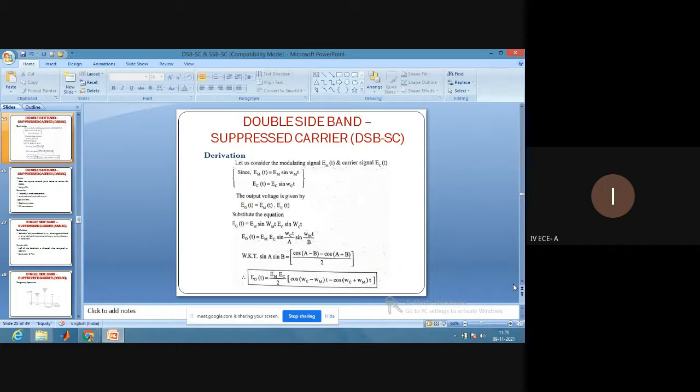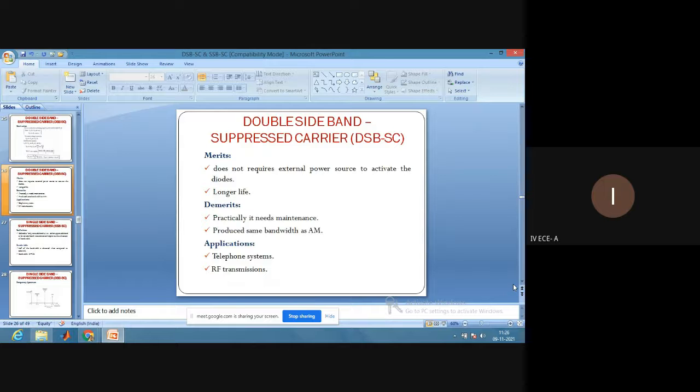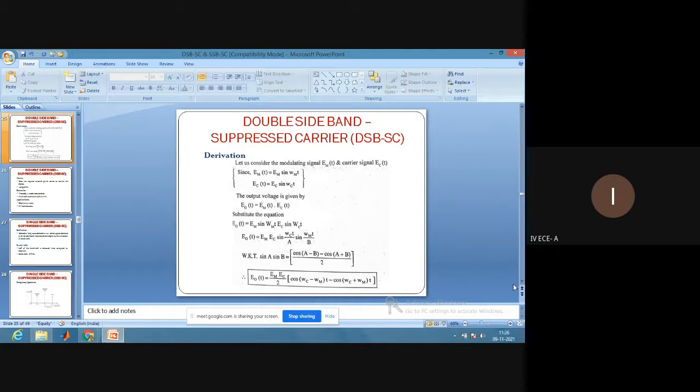Let us discuss the derivation of this type of modulator. The carrier signal and modulating signal mathematical representations are given. The output voltage is given by the formula E0(t) = Em(t) × Ec(t). Substituting the values of modulating signal and carrier signal, we get the output voltage, and by using the formula sin A sin B, we can simplify the equation, and finally we'll get two terms. The first term represents the lower sideband and the second term represents the upper sideband.